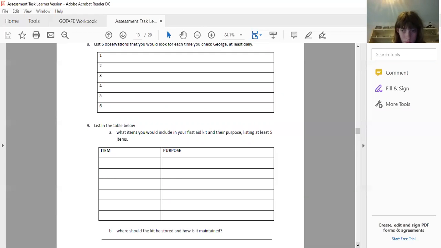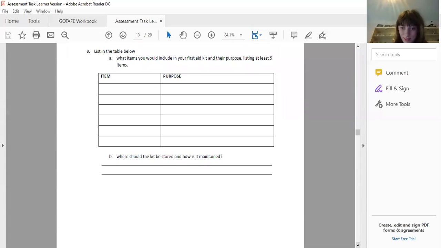So there's no right or wrong for this. Many people would have different things in their first aid kit. It's just what you would have and what you would use it for that would help you to deal with a first aid situation with a horse. So there's plenty of possible answers for that one. Where should the kit be stored? How is it maintained? So where do we keep it? How do we go about knowing that everything in it is still there, able to be used within date, those sort of things.